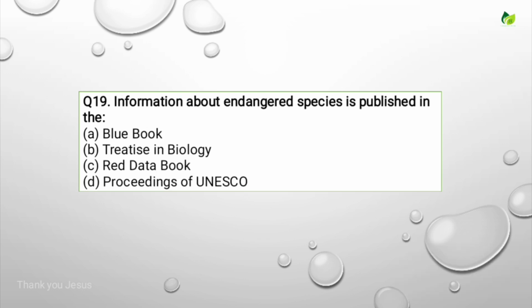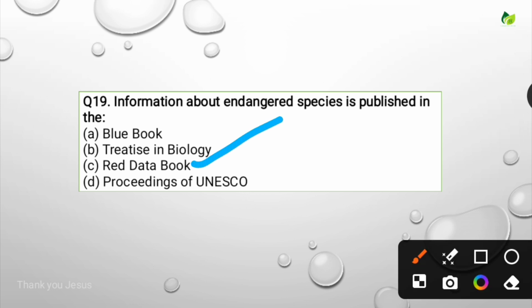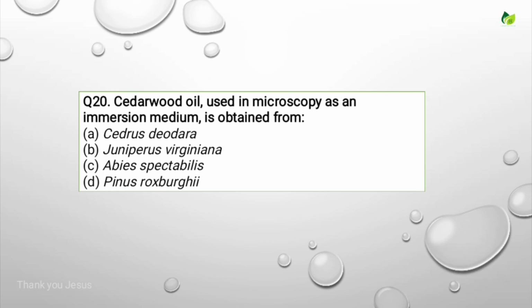Information about endangered species is published in the. Options are Blue Book, Treatise in Biology, Red Data Book, Proceedings of UNESCO. For this, the correct answer is Red Data Book. Okay, the Red Data Book, which is maintained by IUCN, consists of endangered and threatened species globally. Let's see the next question.